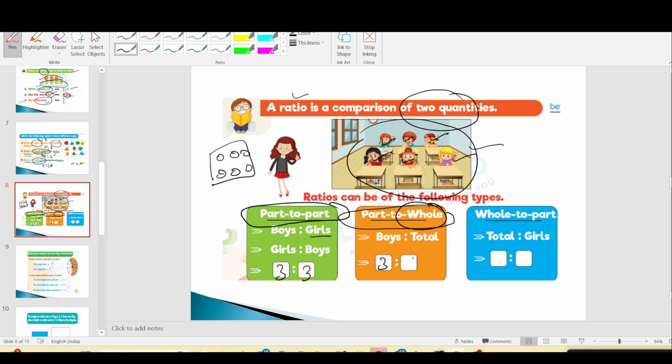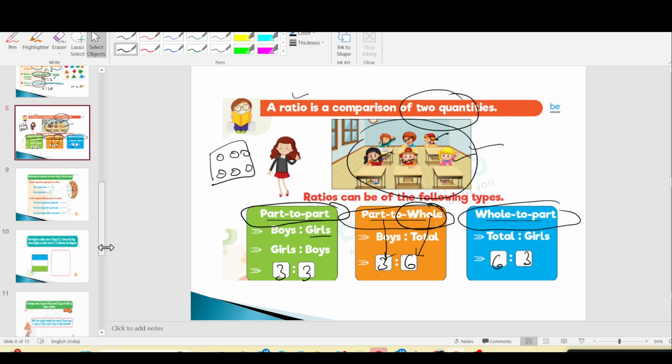So there are one, two, three, four, five, six. 6. So boys to total ratio is 3 to 6, right? So boys is part and total is whole, right? So this is called part to whole. Then the third type can be whole to part. When we write whole first, whole means total. So there are total 6 and girls are 3. 6:3.